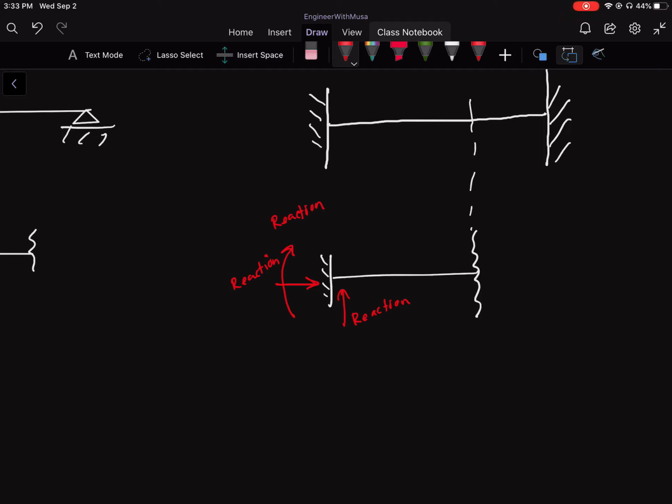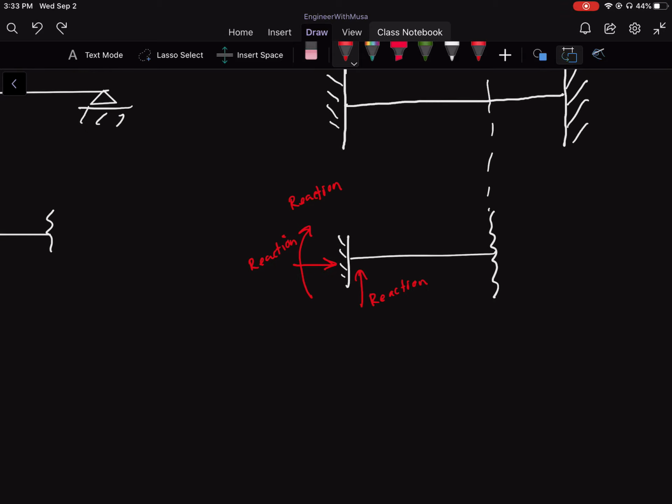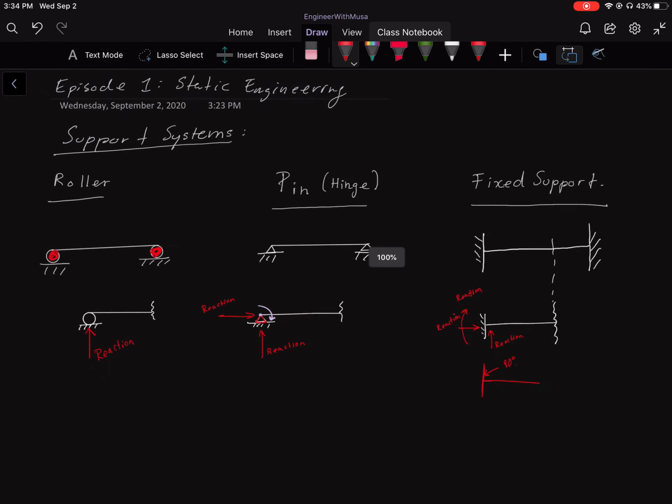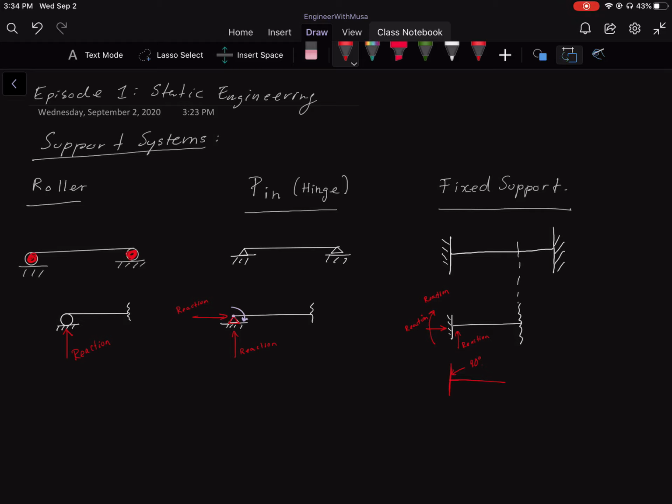This means that this piece over here cannot move whatsoever. It is fixed. It is stuck. So if I were to draw a little bit bigger version, this beam and this wall must remain at 90 degrees at all times. And that's all there is to it. So these are basically support systems, and that's all there is to it.